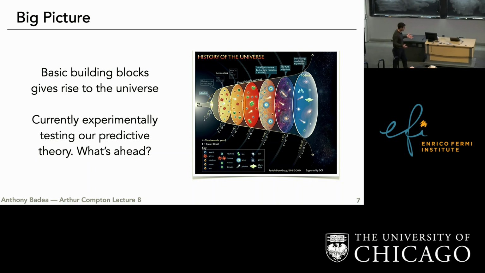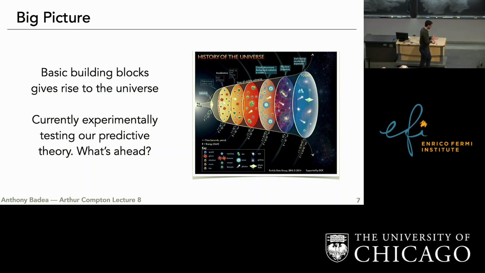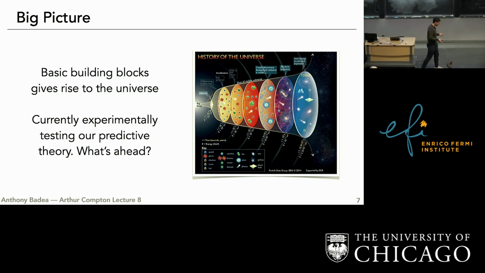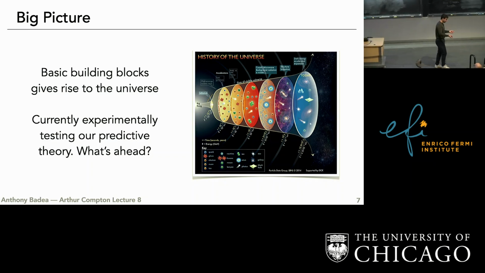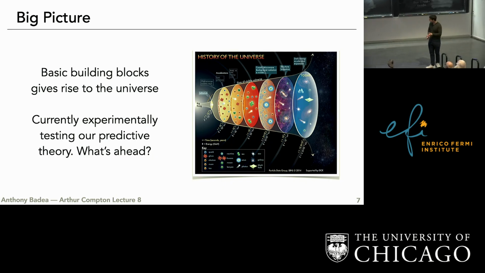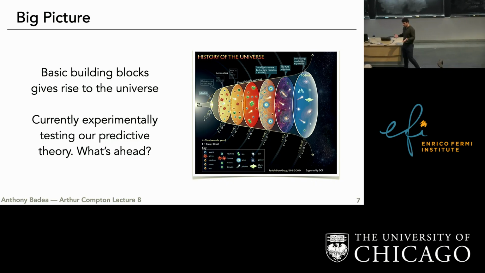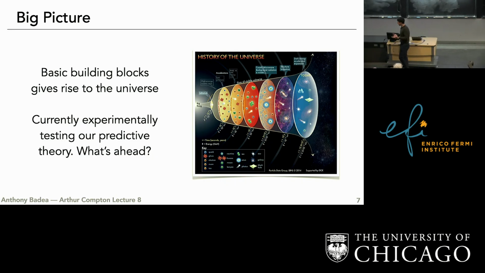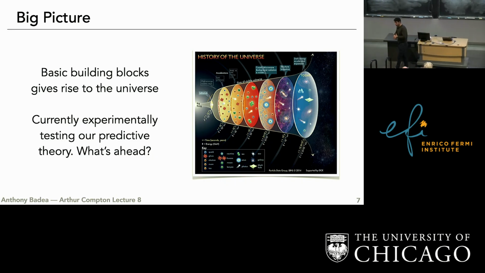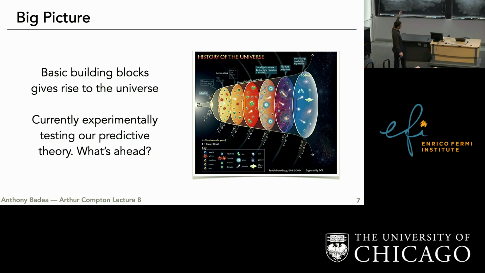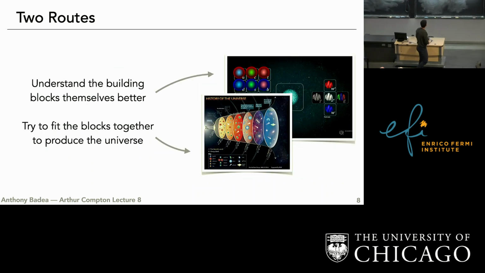And so what we've talked about is how we understand these building blocks themselves. And today I'm going to tell you two different routes about understanding the building blocks better, and then about piecing them together. A lot of what we talked about is how we're experimentally testing this theory we have, the standard model, and we've seen that it's very predictive and that it can predict all sorts of behaviors over many, many orders of magnitude. And so from here, if we keep doing searches and everything lines up, I think the question is reasonable: what's next?